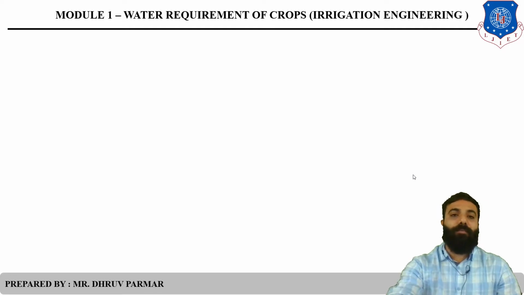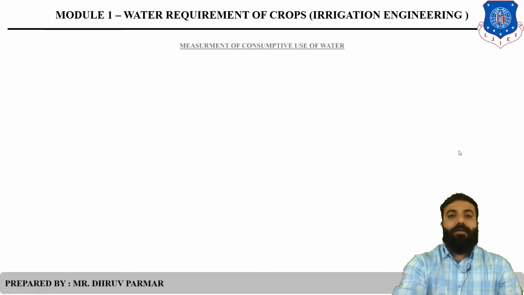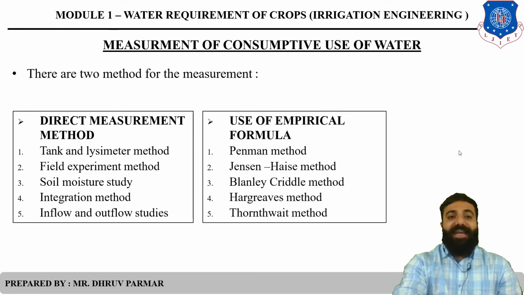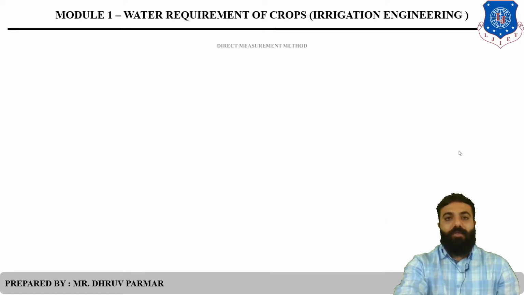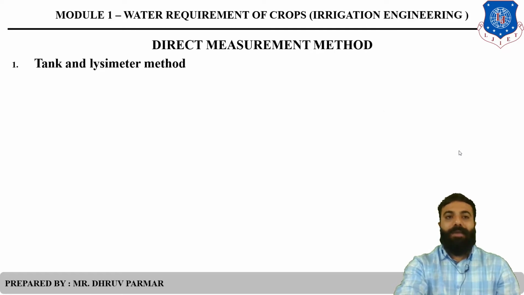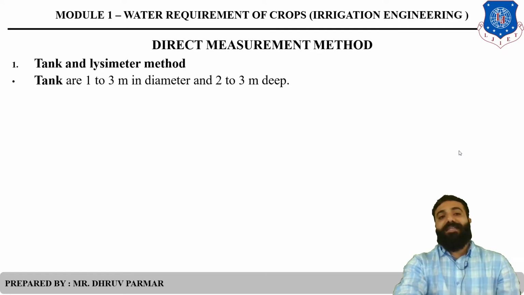So there are two types of method, which we already discussed. First one, direct measurement method, and second, empirical formula. We will thoroughly discuss the direct measurement method. The empirical formula is not important for our syllabus, so we can move to the direct measurement method. What is the first method? That is called the tank and lysimeter method.